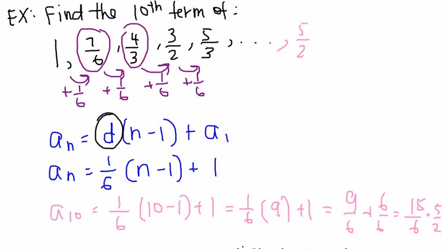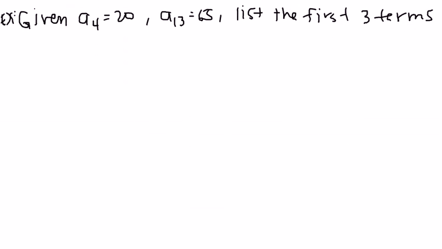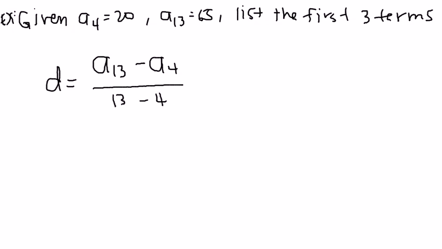So you know what we're going to do? I'm going to find the difference between every term. But how am I going to do that? Well, take a look at this. I know that I can take a sub 13, the actual value, minus a sub 4. And then let's divide that by the difference of the n values. So 13 minus 4. And doesn't that look like the equation of the slope? So we're using our y's divided by our x's. Okay, so we get 65 minus 20 divided by 9, which gives us 5.